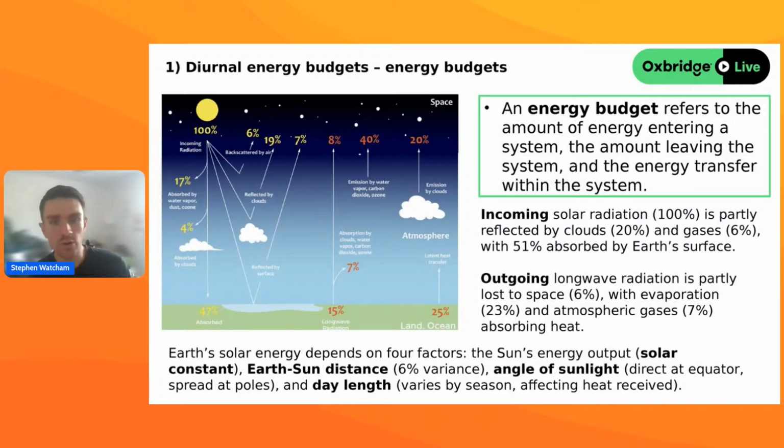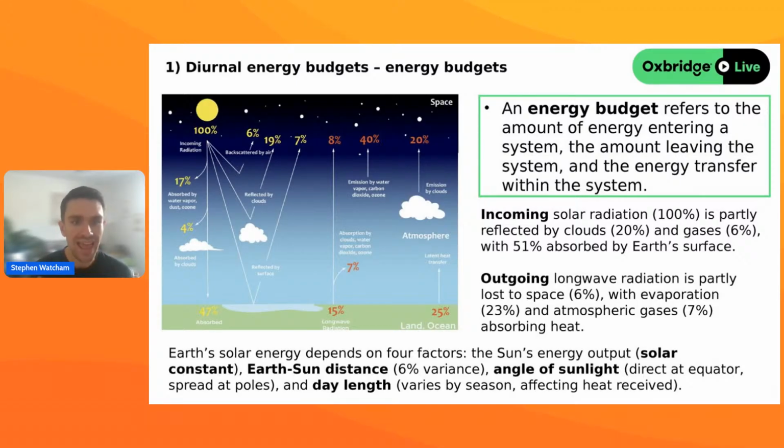Now, we also have outgoing radiation. So this is some which is lost to space, okay? So it goes straight back out. Other outgoing radiation is lost with evaporation. So the heat needed for evaporation to occur, that uses energy. So that's where some of that energy goes. Some of it is absorbed as heat, and some of it is absorbed by our atmospheric gases. So again, that's CO2 and methane absorbing that radiation.